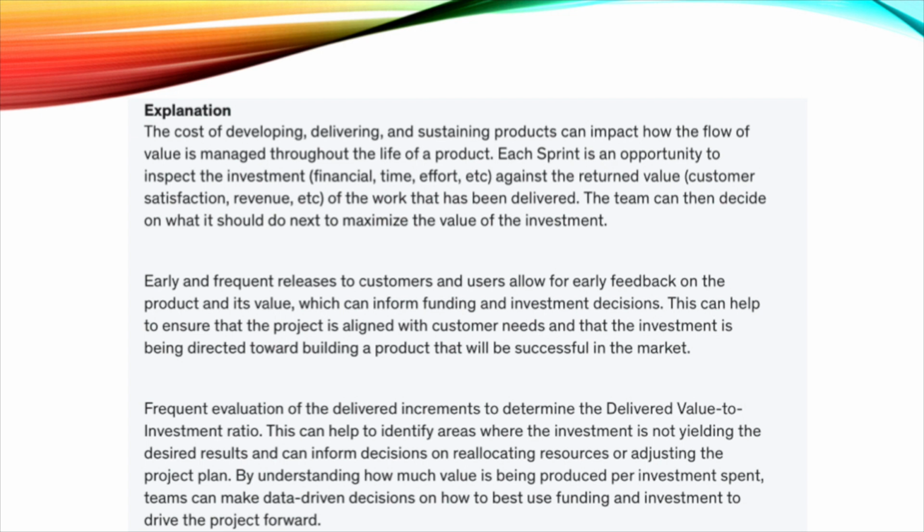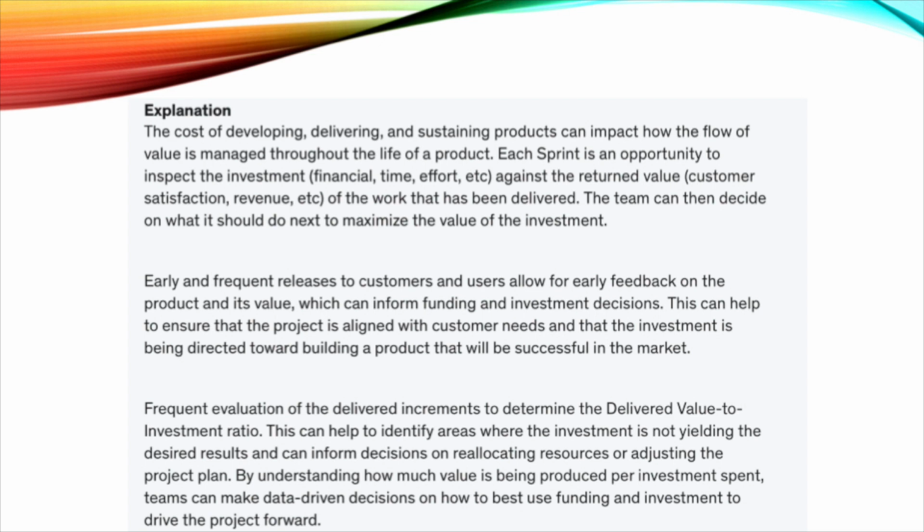Early and frequent releases to customers and users allow for early feedback on the product and its value, which can inform funding and investment decisions. This can help to ensure that the project is aligned with customer needs and that the investment is being directed toward building a product that will be successful in the market.